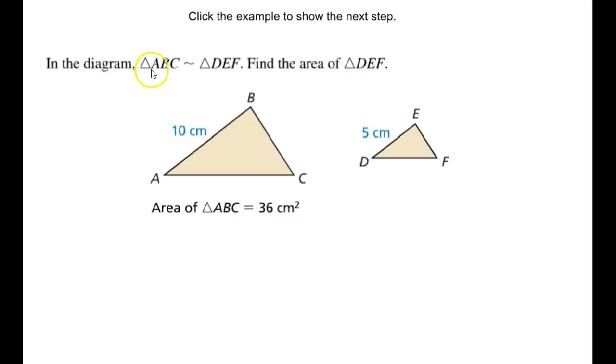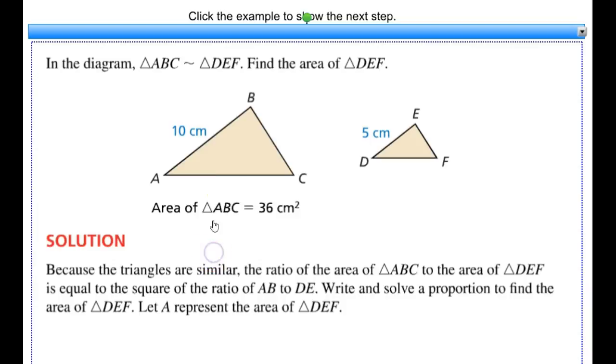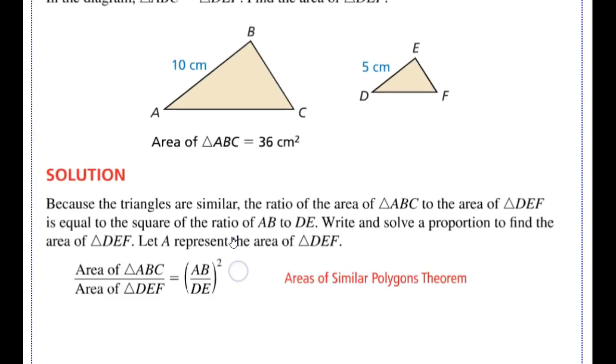So in my diagram, this triangle ABC is similar to DEF, and I'm asked to find the area of triangle DEF when I'm given a side length for each and the area of the larger one. So let's look at this. We first always want to find our ratio, so then I can write and solve my proportion to find my area. So I know that the area of the big one over the area of the little one is equal to the side length of the big one over the side length of the little one, squared, right? And I know because I'm dealing with areas, I have to square this.